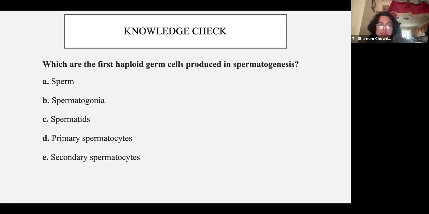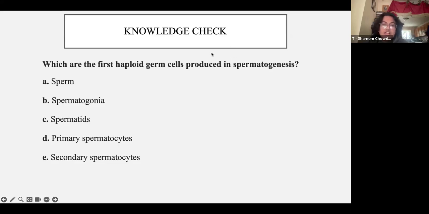What are the first haploid germ cells produced in spermatogenesis? This is where you have to remember the names and what occurs at each step. So what are the first haploid cells produced in spermatogenesis? What are they called? E. Yeah. All right, good job. The correct answer is E.